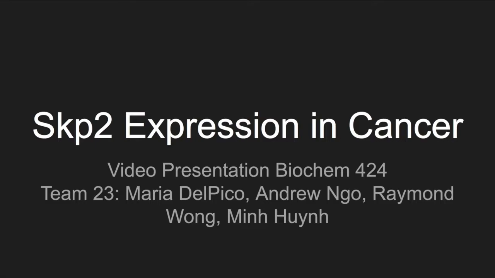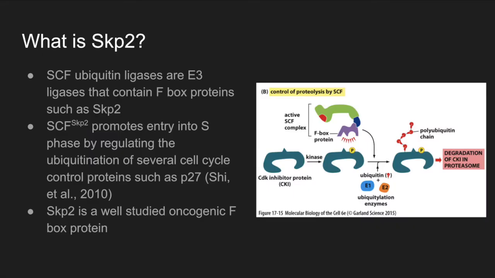We're Team 23, and for our video we focused on SKP2 expression in cancer. SCF ubiquitin ligases are E3 ligases that contain F-box proteins, such as SKP2. F-box proteins act as a substrate recognition subunit by targeting phosphorylated residues, and in combination with E1 and E2 can add ubiquitin to targets, thus playing an important role in the cell cycle.